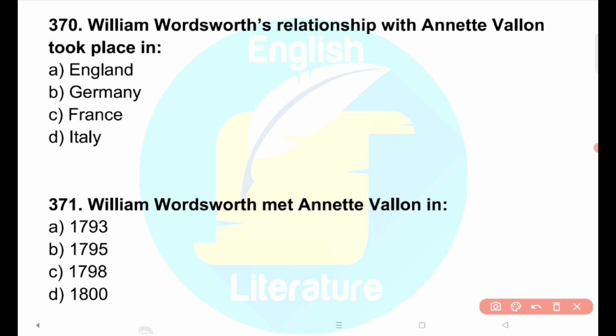Wordsworth met Annette Vallon in 1792 while in France, but their relationship continued into 1793 when their daughter was born. He had traveled to France in 1791 to witness the effects of the French Revolution firsthand. By 1795, Wordsworth had already returned to England and had ended his relationship with Annette Vallon due to financial struggle and political unrest.